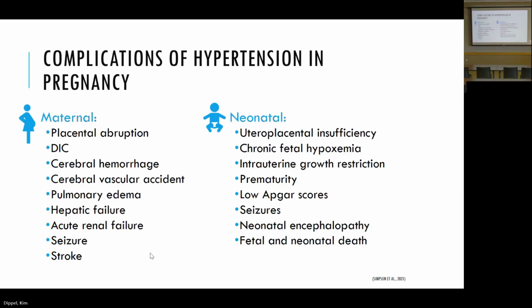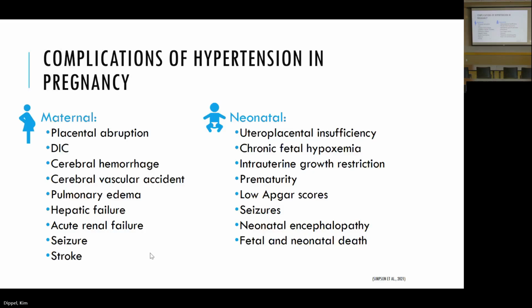So complications of hypertension in pregnancy are both maternal and neonatal. Maternal, while the baby is still in the uterus, she may suffer placental abruption, DIC, cerebral hemorrhage and cerebral vascular accident, pulmonary edema. She may have problems with her liver and her kidneys. I know years ago we used to think the worst thing that would happen would be a seizure, but actually we look at stroke and cerebral hemorrhage and cerebral vascular accidents as probably the most traumatic things, because they not only can kill women, but if women do survive, they are left sometimes with deficits.